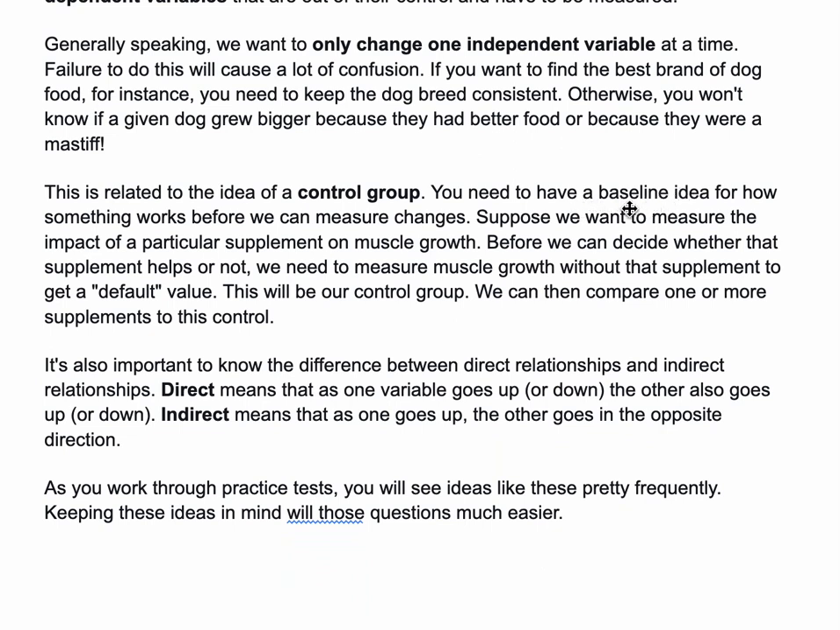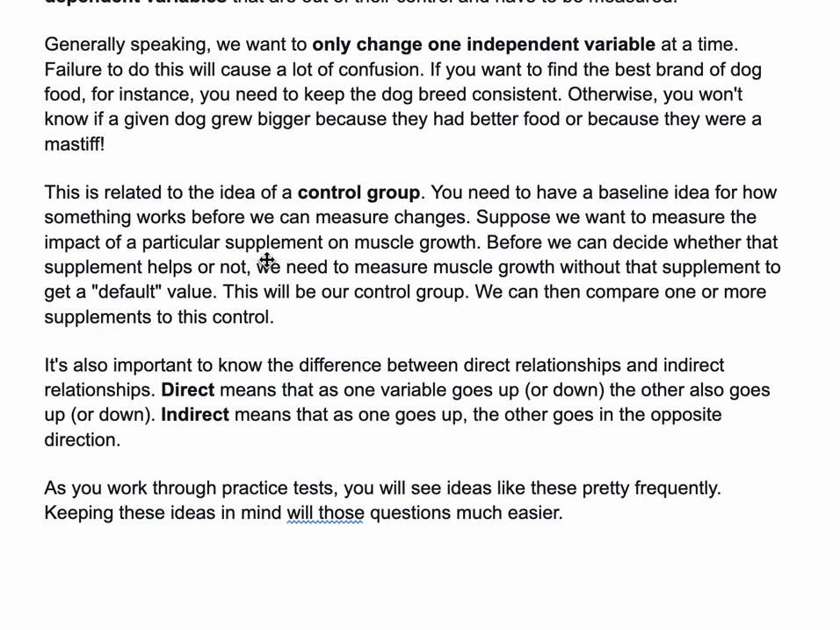Okay, this is related to the idea of a control group, right? You need a baseline idea for how something works before we can measure changes. So for this dog experiment, the control group would be a dog that gets the same food and that never changes. Okay, so we're comparing all the changes, different types of dog food and their growth, to the one that there was no change at all.